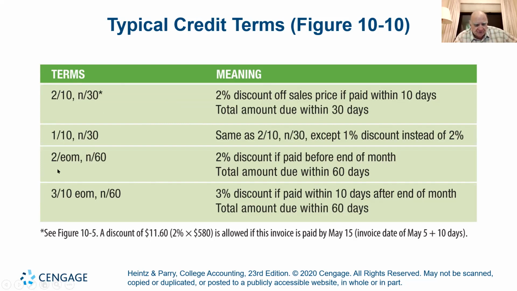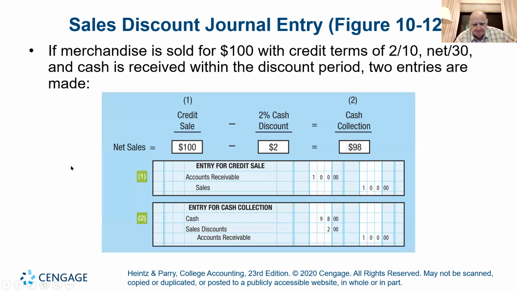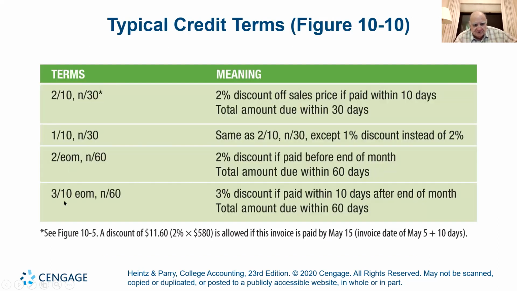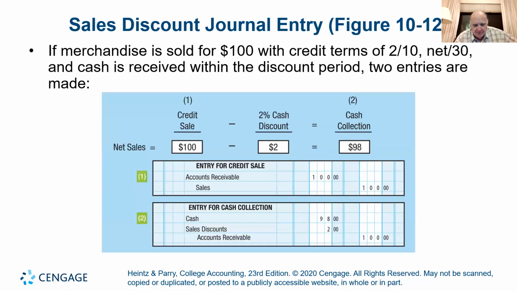Here's one I've never really seen too much. 2% end of month, net 60. You sold something to somebody on the 15th of the month. Well, you're in essence giving him 15 days to think about taking a discount. Or it could be 3% 10 end of month. You understand these numbers can be whatever the seller wants to offer. Doesn't have to offer cash or sales discount at all. But it's a contra revenue account, huh?